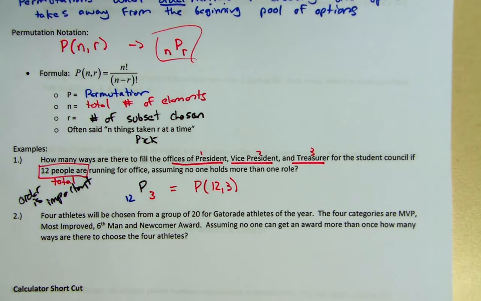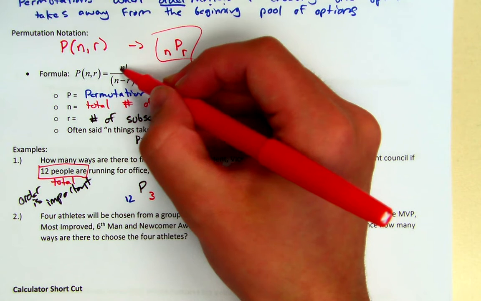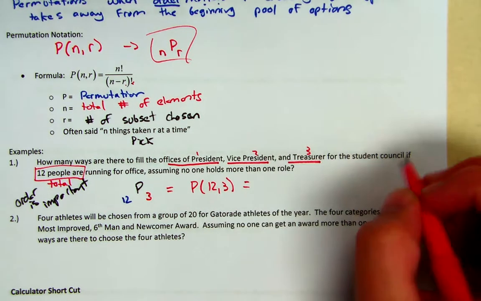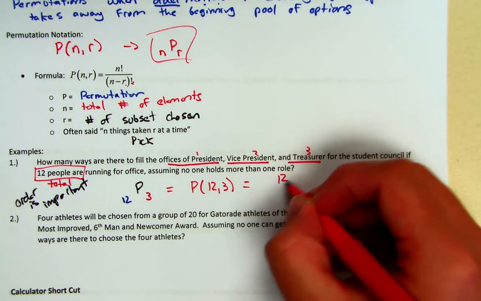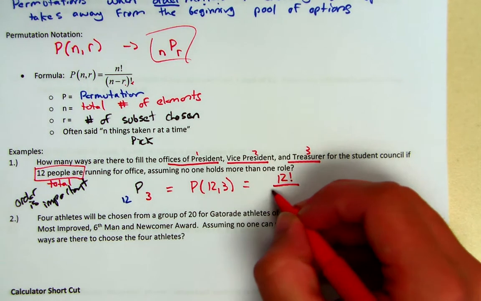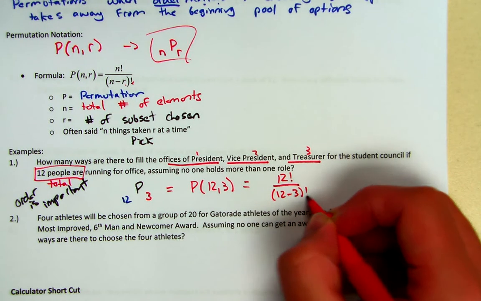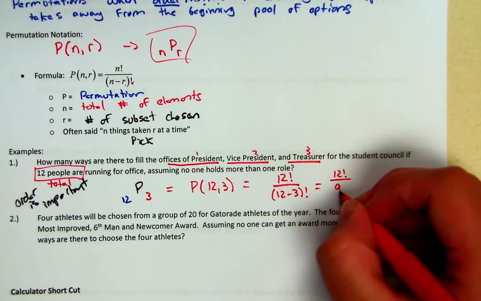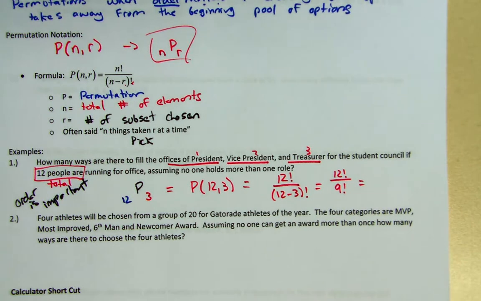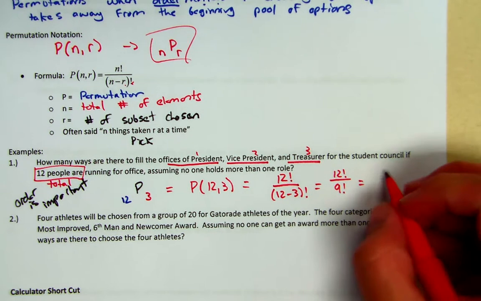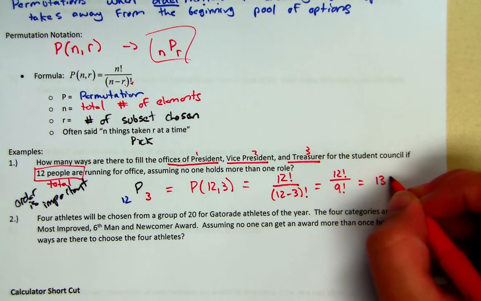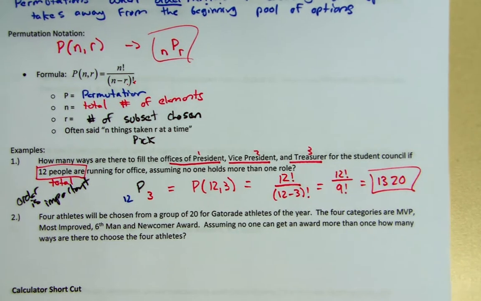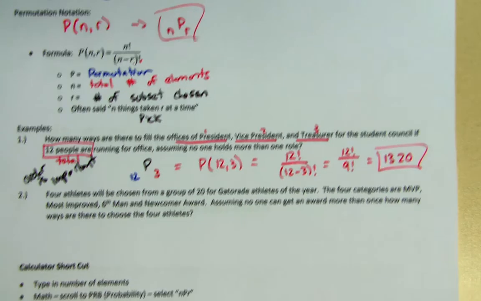Well, how do we write these out? Again, going back up here, we use n factorial over n minus r factorial. So n factorial is 12 factorial, divided by 12 minus 3 factorial. So we have 12 factorial over 9 factorial. And you can pop that in your calculator or whatever you want to do to get your number, 1320, and that's the answer. Alright, so let's go on to the next one.